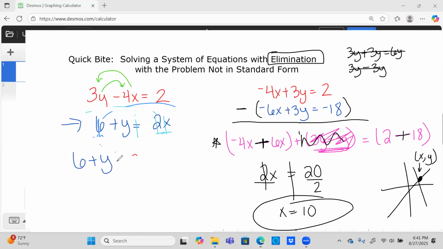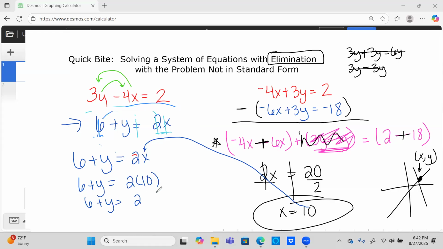6 plus y equals 2x. But wait, we just found x is 10. 6 plus y is 2 times 10. 6 plus y is 20 minus 6. Y is 14. Circle. And now usually we want to write the final answer as a point.